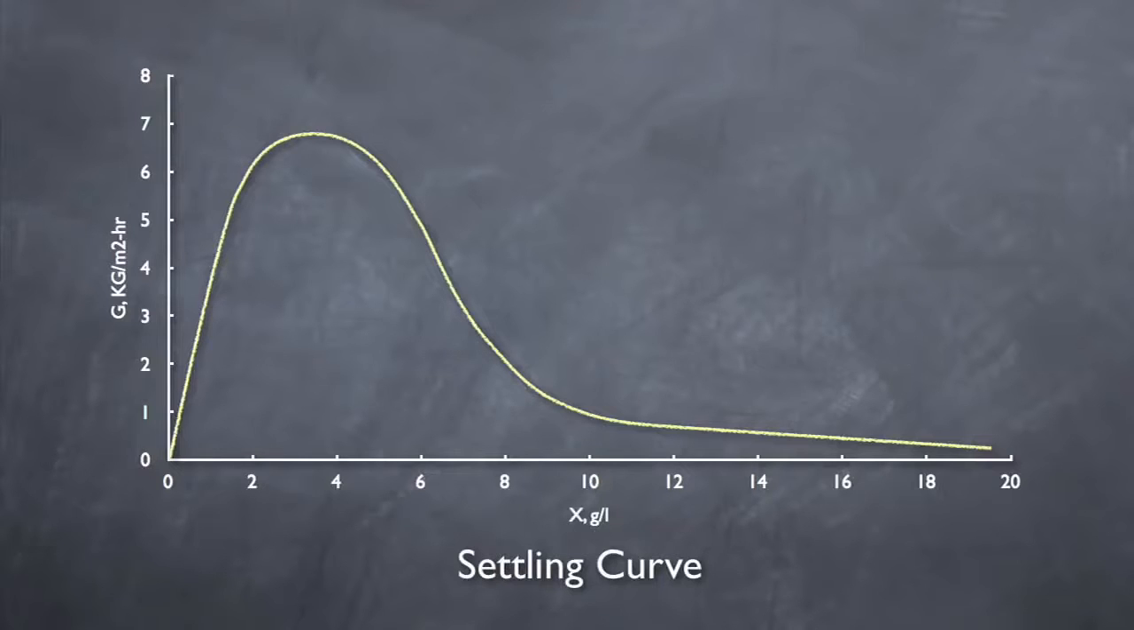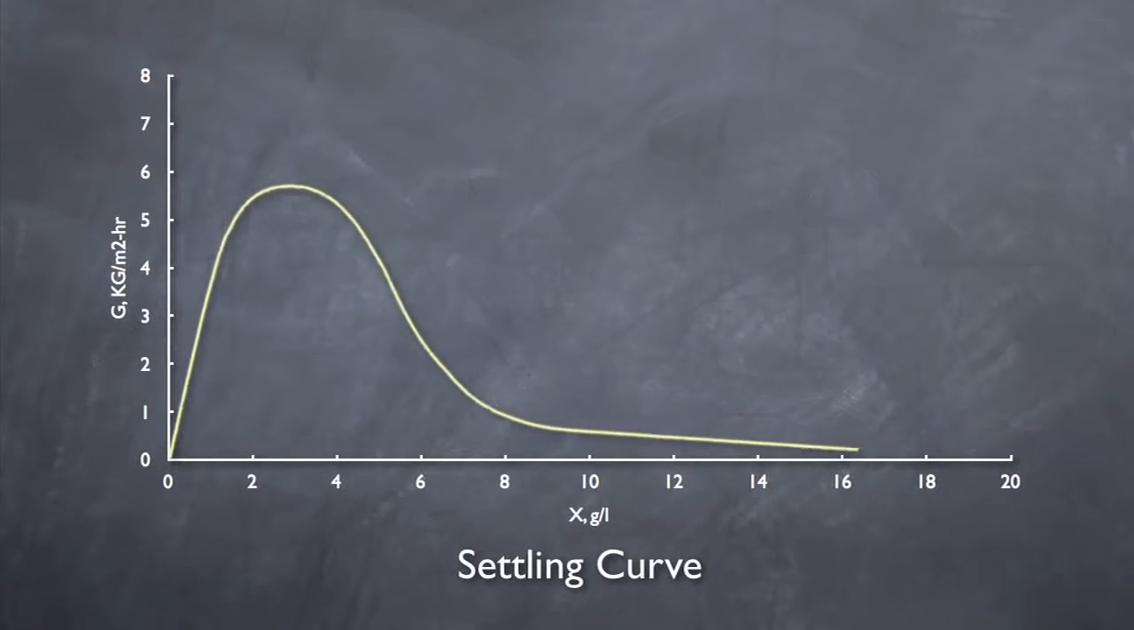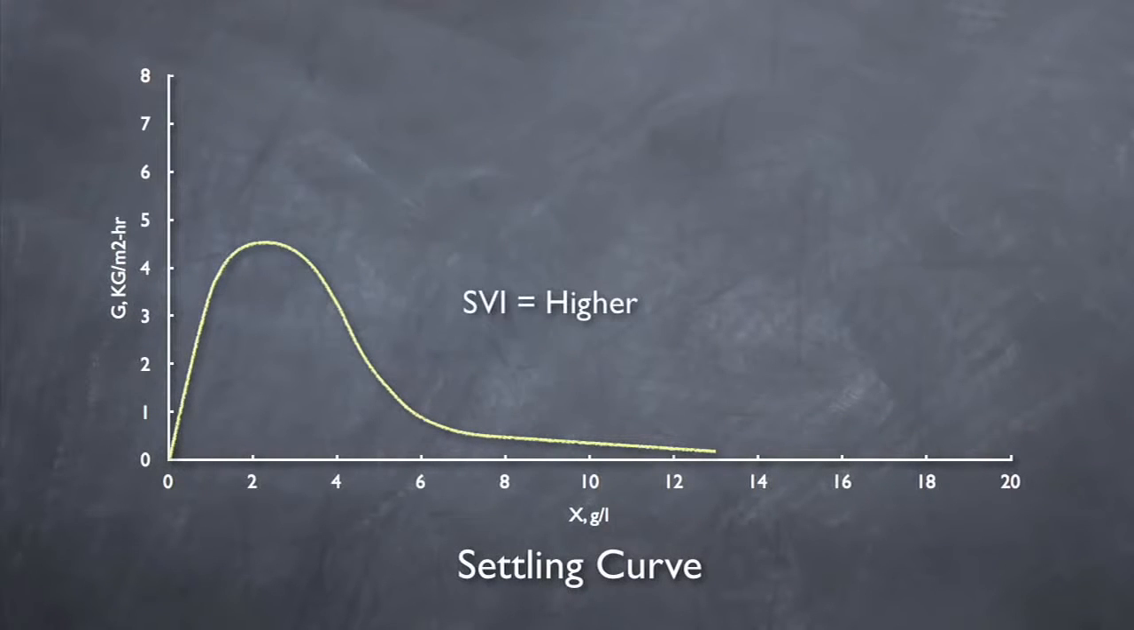This curve is developed by performing velocity settling tests at various concentrations of mixed liquor on site. However, empirical equations based on the sludge volume index, SVI, have been developed and are plenty accurate for using in deriving this curve. A smaller SVI, which represents faster settling, results in a larger settling curve. A higher SVI, which represents slower settling, results in a smaller settling curve. So what does it matter if the curve is larger or smaller? Well, we'll find that out in a minute.